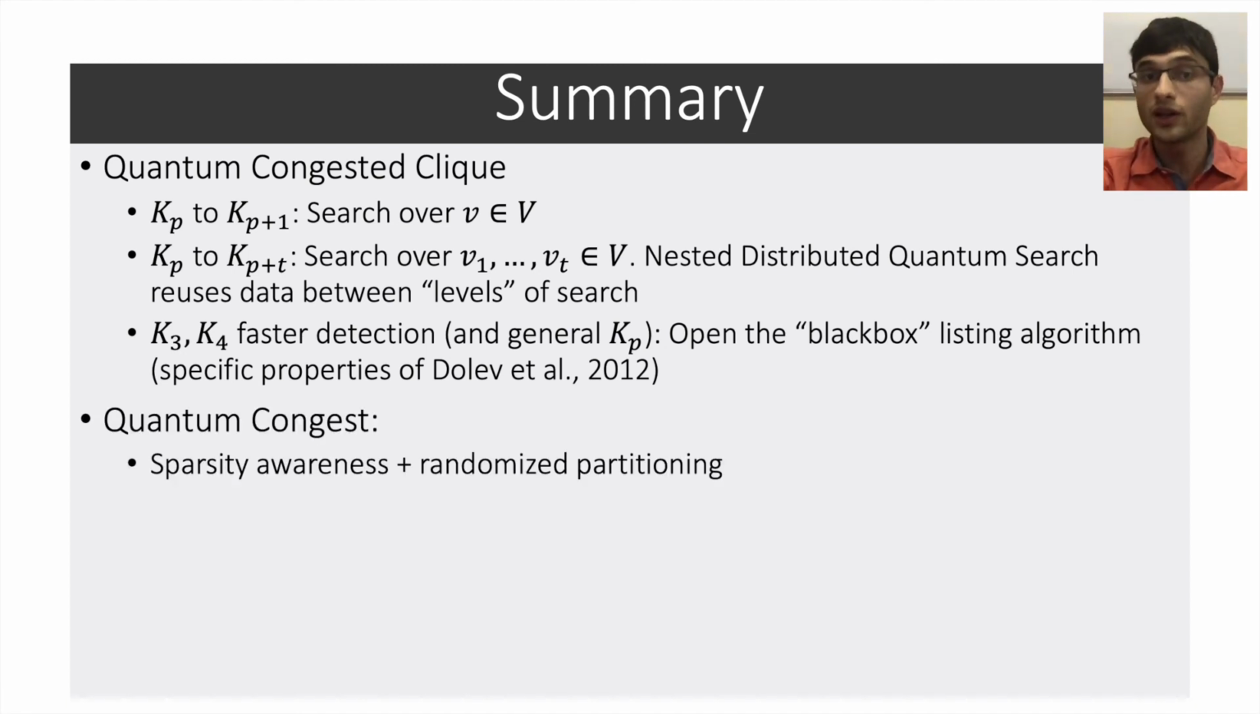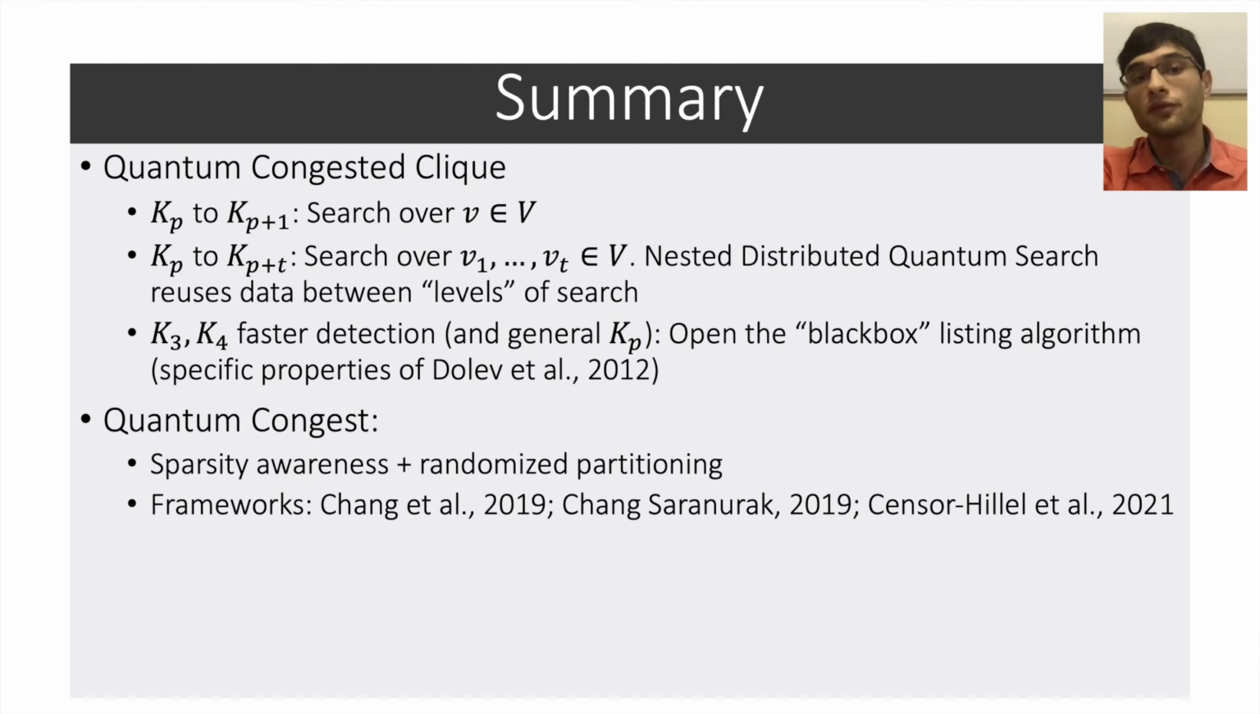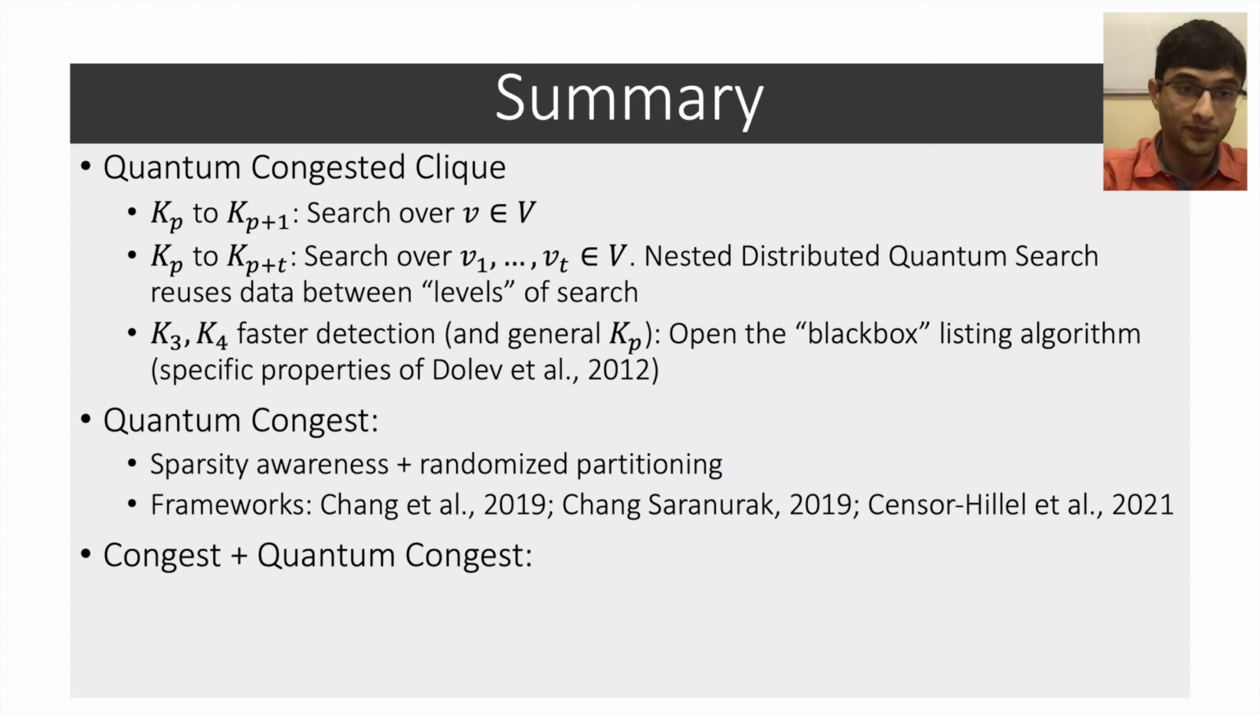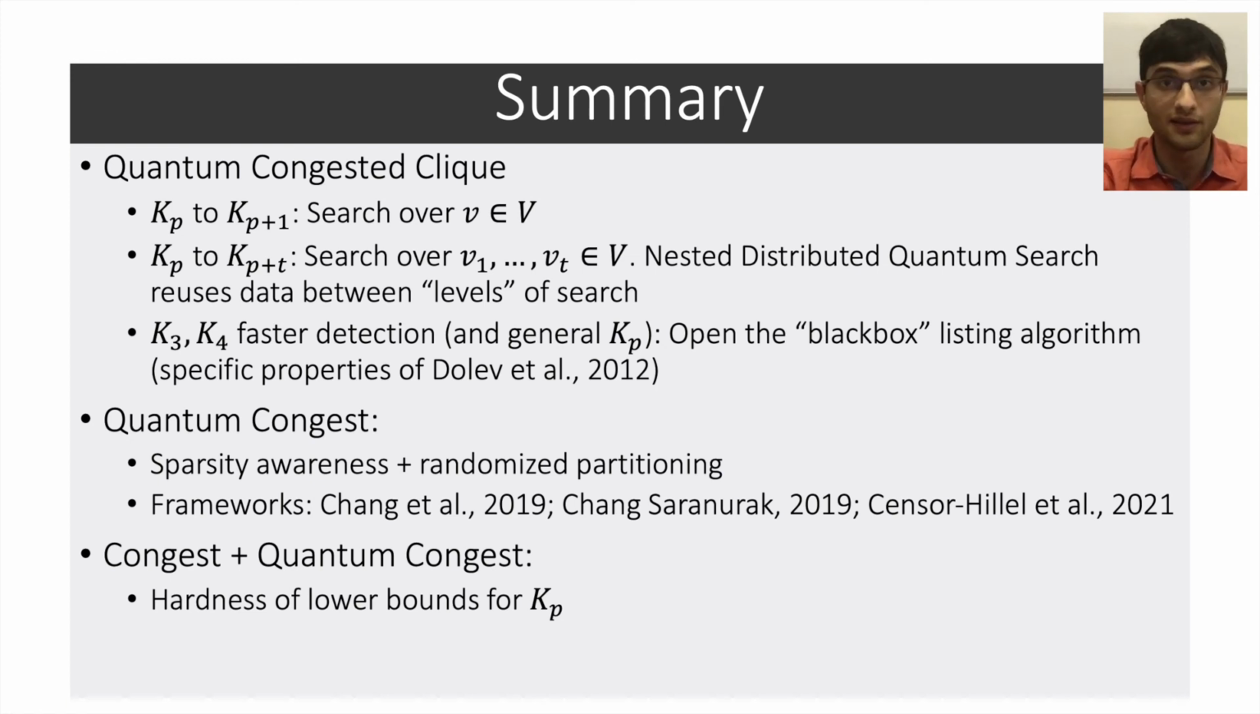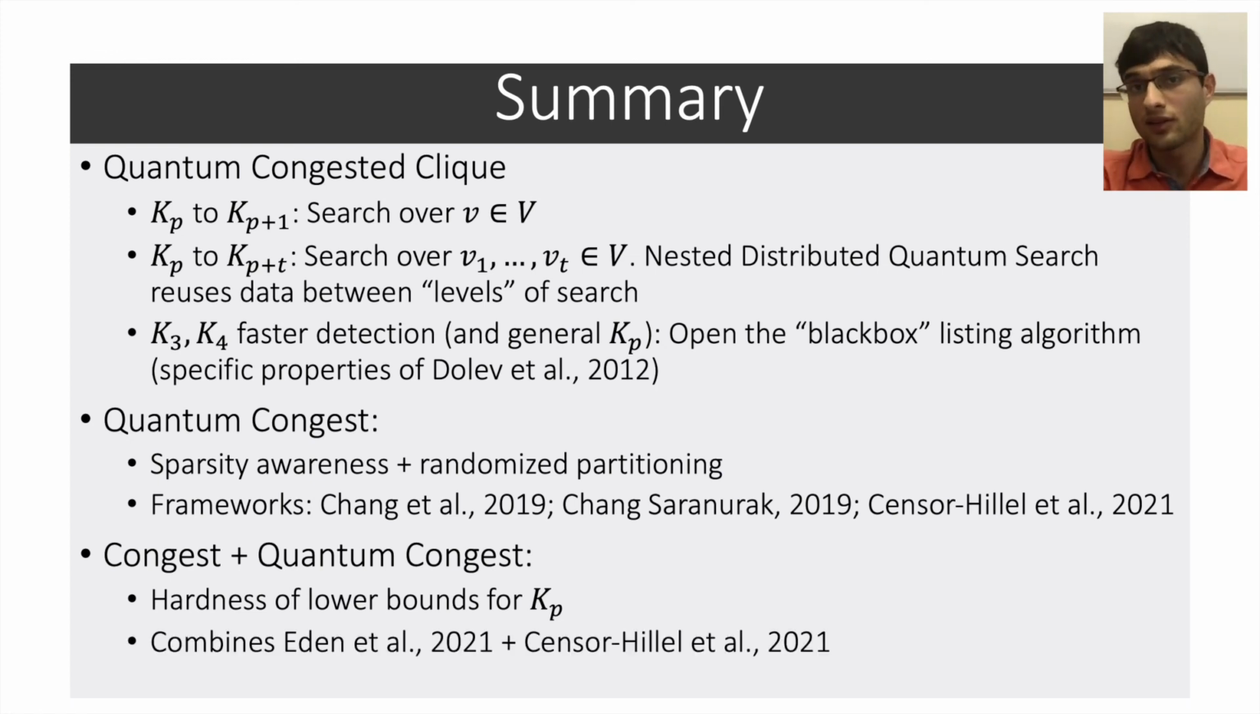In quantum congest, we go ahead and we take our K3 detection algorithm from the clique, and we add sparsity awareness to it by having this randomization and some load balancing techniques. And for cliques of larger sizes, we have to use the frameworks which were recently introduced. Finally, also in congest and in quantum congest, we show hardness of showing lower bounds for detecting cliques of any size. And this is based on combining the recent hardness which was shown for triangles with the framework which was recently shown and some of our additional observations.